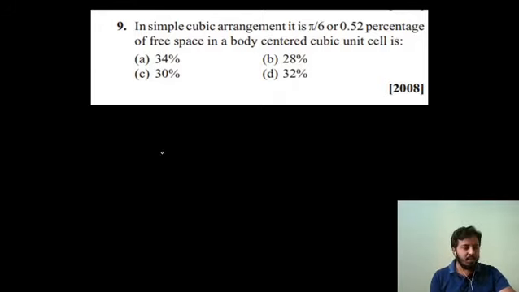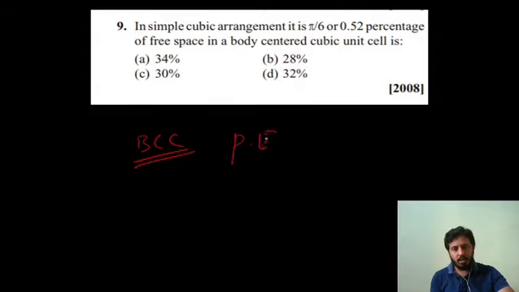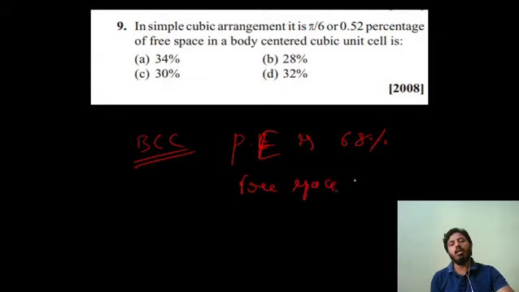Okay, let me consider body centered cube. For body centered cube, we know that packing efficiency is 68%. If packing efficiency is 68%, then total free space is 100 minus 68, that is equal to 32%, which is option D.